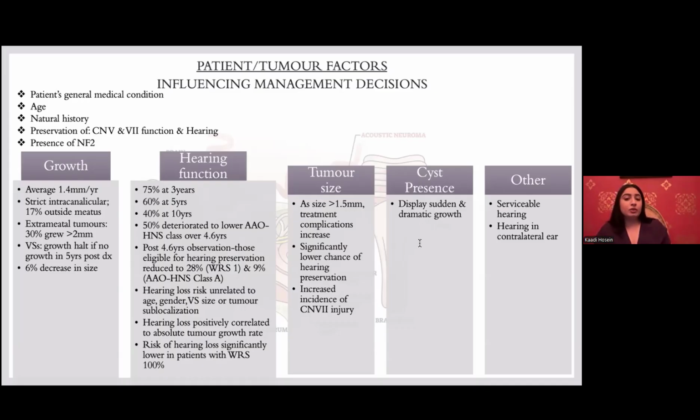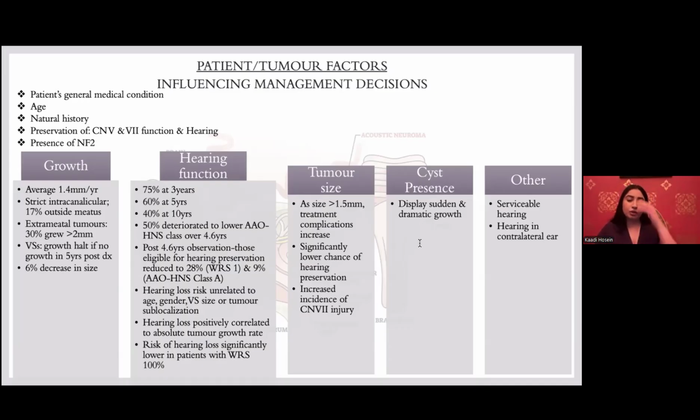Now, the risk of losing hearing was not related to age, gender, vestibular schwannoma size, or tumor sublocalization, and hearing loss was positively correlated to the absolute volumetric tumor growth rates, in that tumors that eventually expand outside of the internal auditory canal have a faster rate and degree of hearing loss compared to those remaining in the canal.